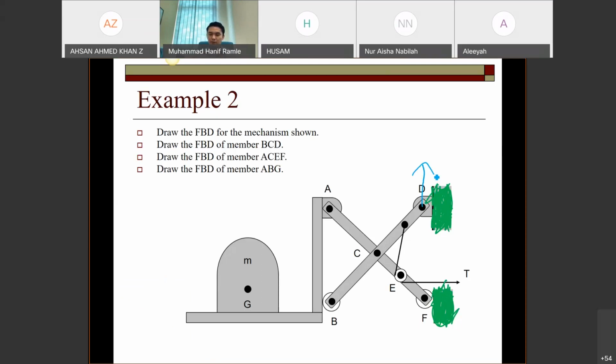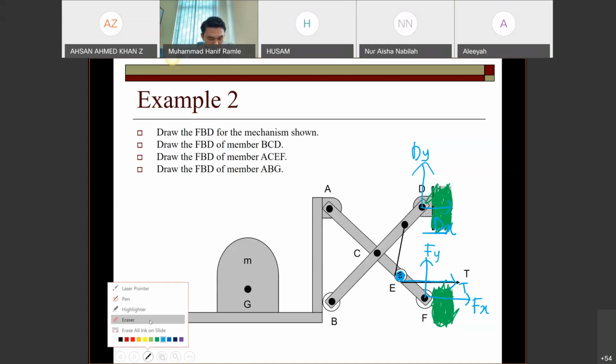Let me do quickly. At point D, we have two reactions, Dx and Dy. At point F, we have two reactions as well, Fx and Fy. And here, we have a tension. That's it. Very easy, if you consider the overall system, the overall mechanism.